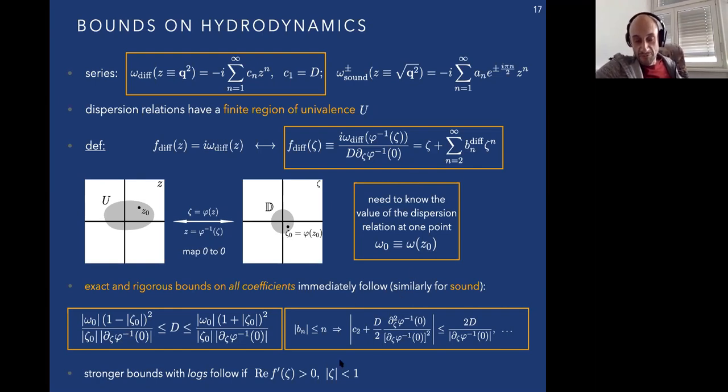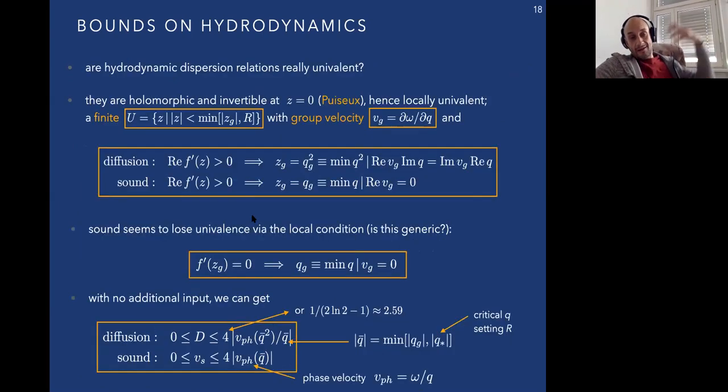So you can also prove a bound by using Bieberbach on every single coefficient of the series. And even stronger bounds follow, as I said, if the real part of f prime in the new zeta plane is bounded. Then you get these logs, okay? Fine. So the question: are these hydrodynamic dispersion relations really univalent? The answer is yes, they are. They're generically univalent. It's because they're holomorphic and invertible at z equals 0 by Puiseux, so they're locally univalent, and then it's easy to see that they will be globally univalent, at least in some region.